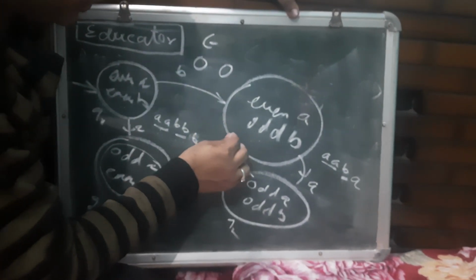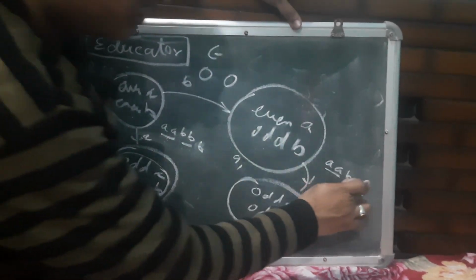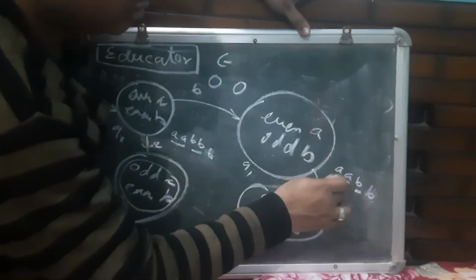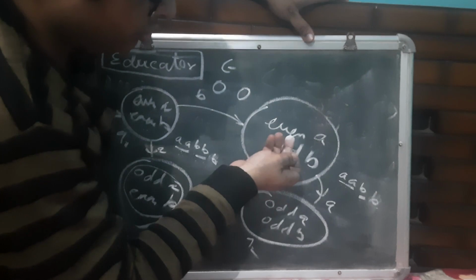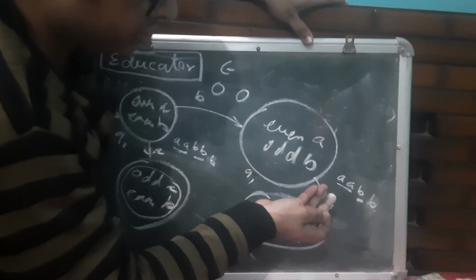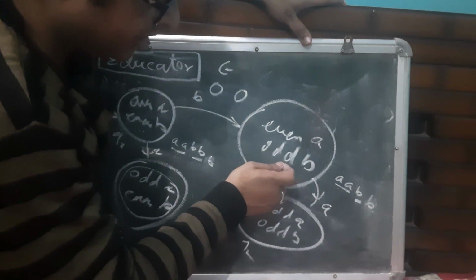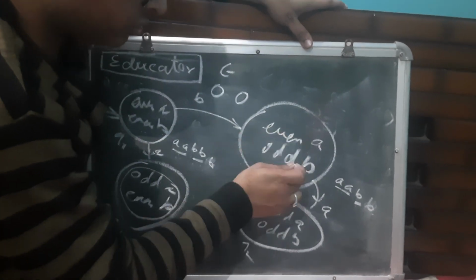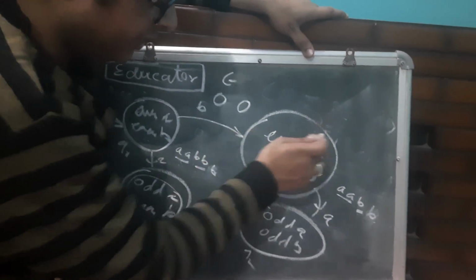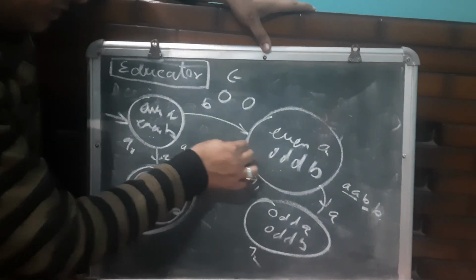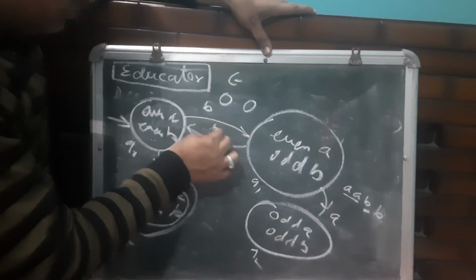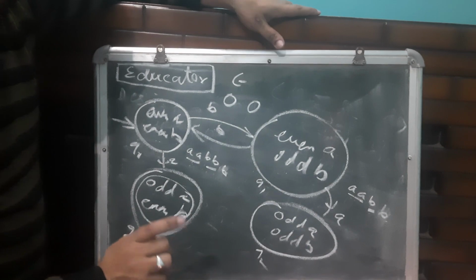Similarly, on encountering B from even A, odd B, suppose we have received B, so the A count remains even because we have not received any A, so the A count is not affected. Only receiving B will affect the count of B, making it even B. So the state will be even A, even B, which is the initial state. So now this state's A and B transitions are over.